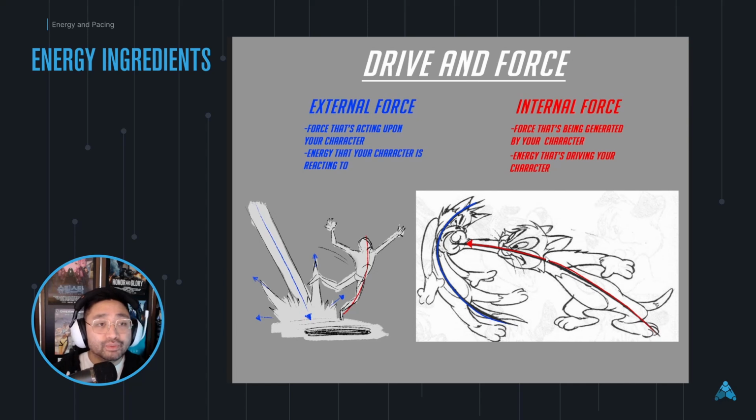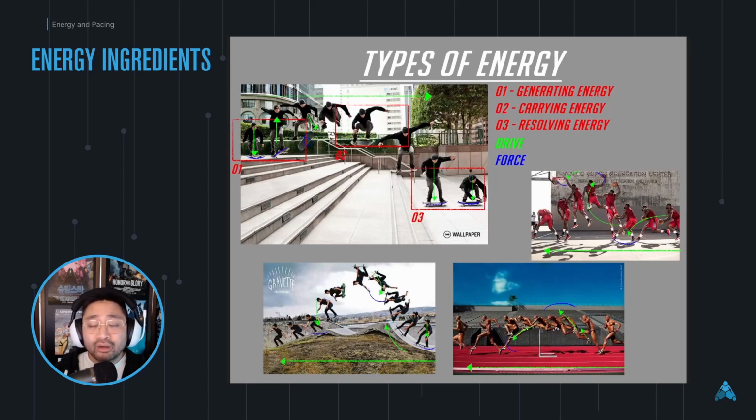Okay, so the last one being identifying the types of energy. So there are different types of energy that your animation may already contain, just due to what's happening in it. So just be aware of whether places in your animation are generating energy, or they're carrying energy through, or they're resolving energy that's been expelled.